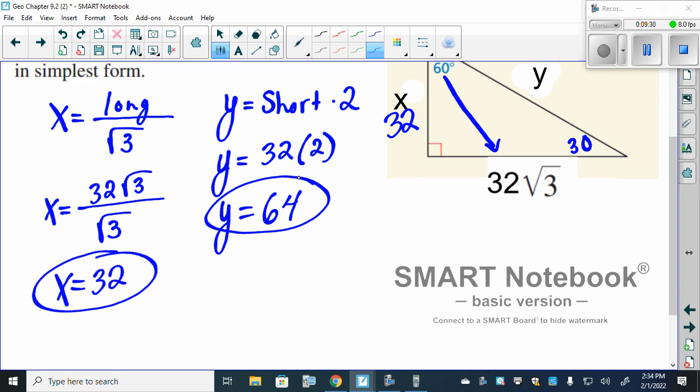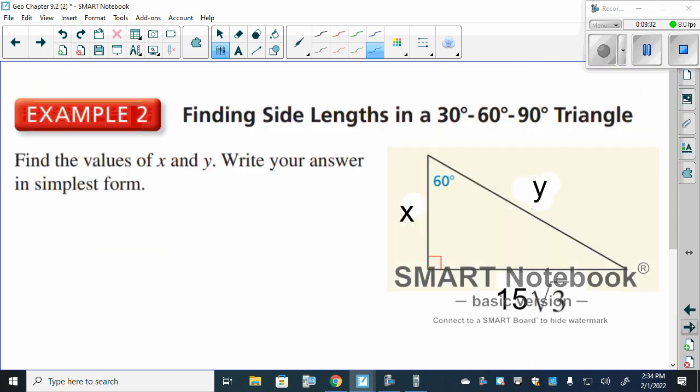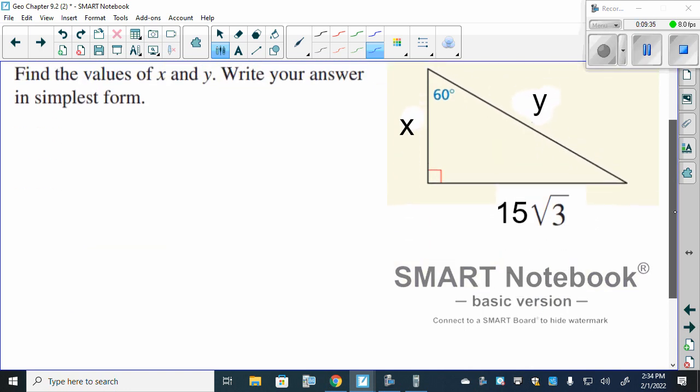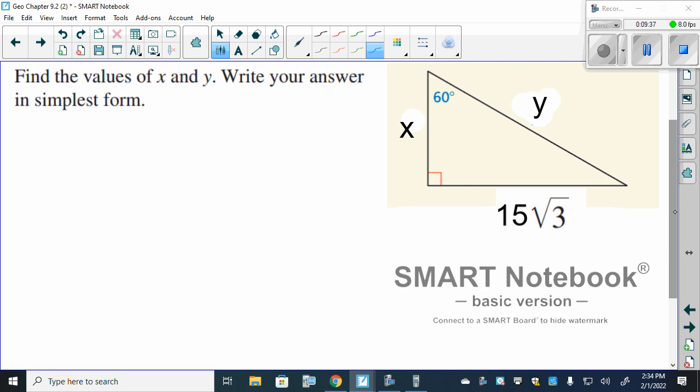Here, whenever we're given the long side length, like this one here, the first thing we would do is what? Well, here we are given the longer length, yes? Square root of 3 is the longer length. So we need to find the shorter. Well, the shorter is long divided by the square root of 3.